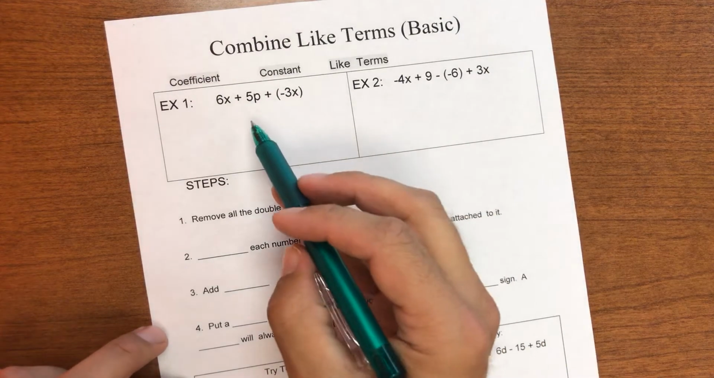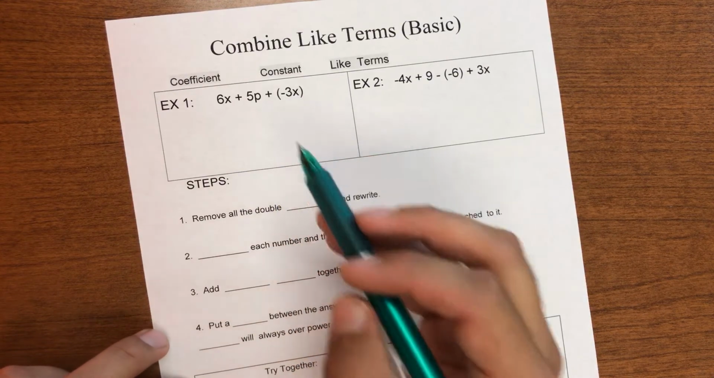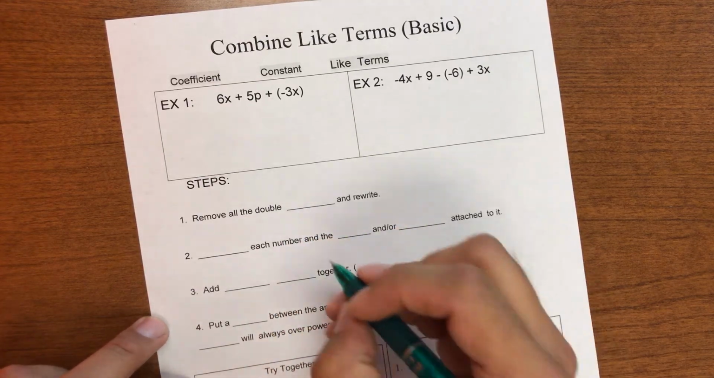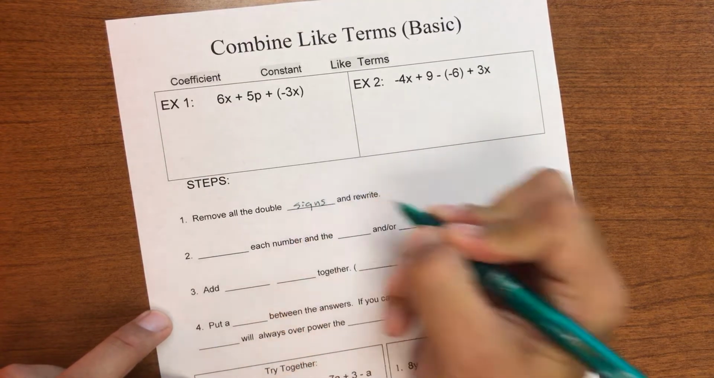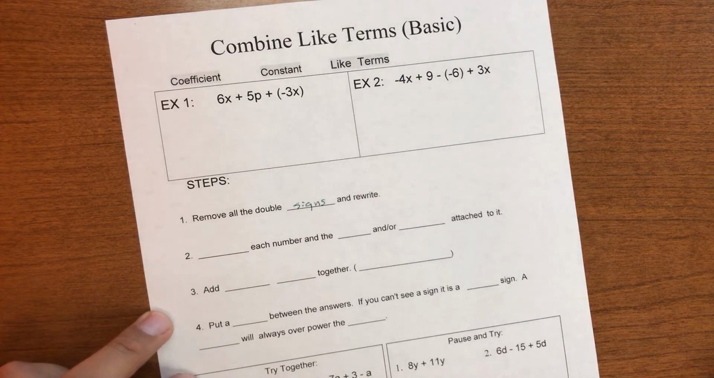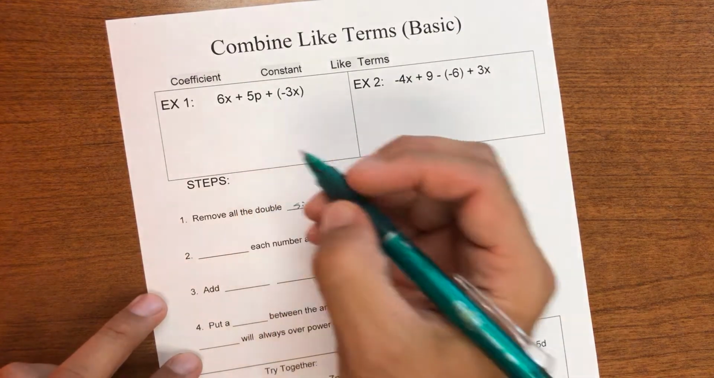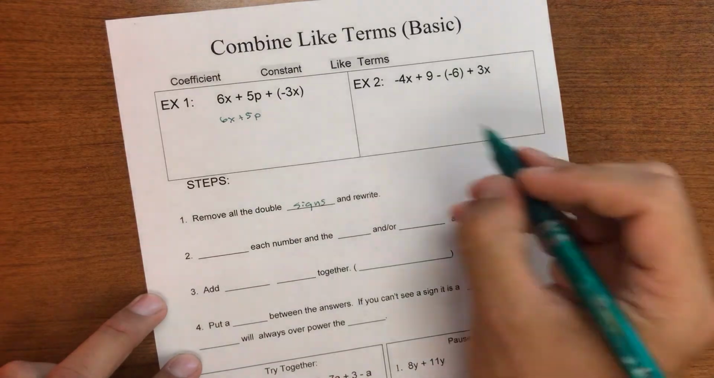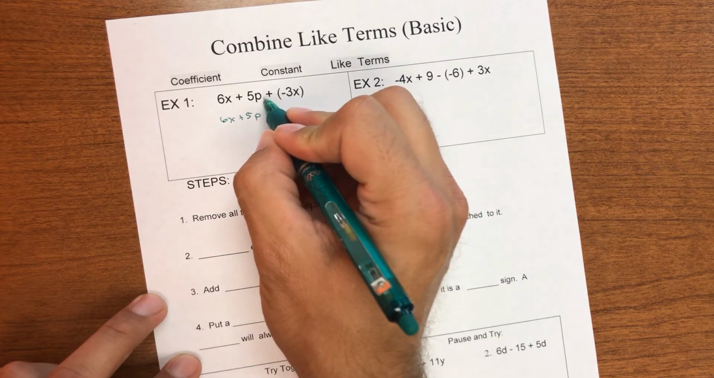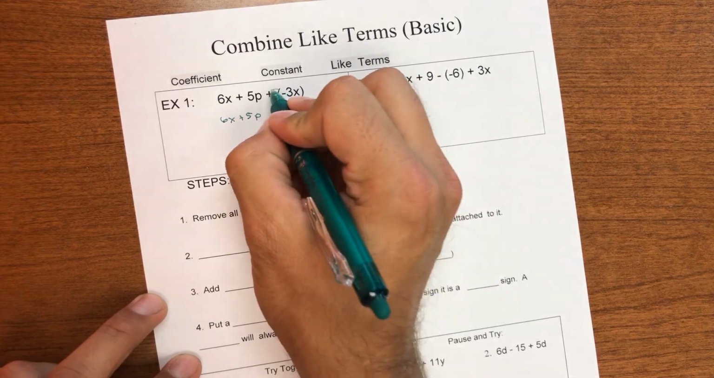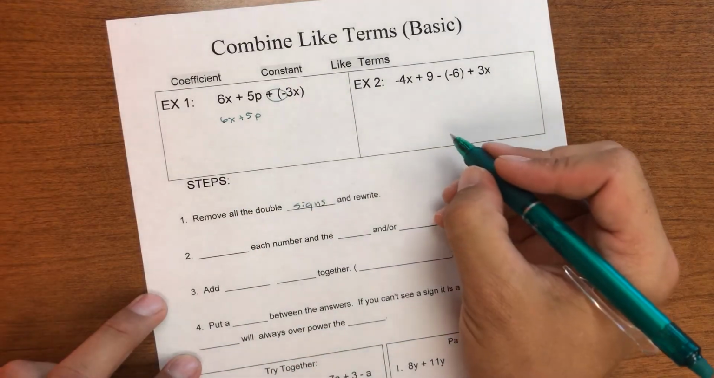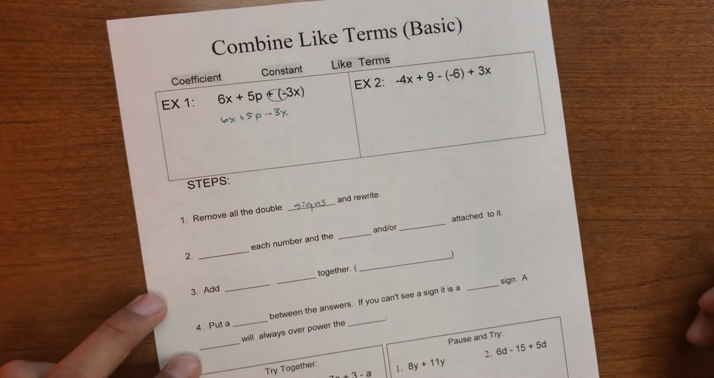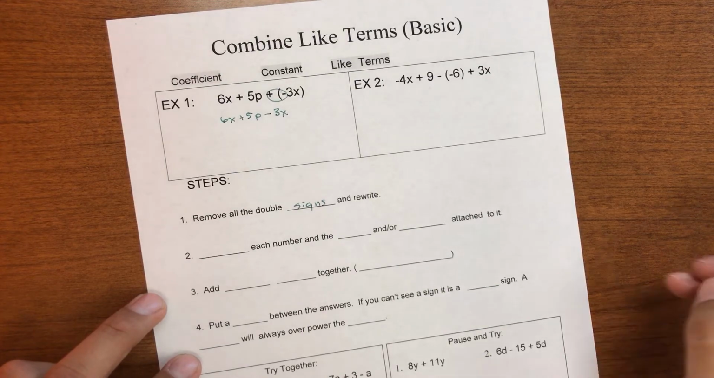So our first example, 6x plus 5p plus a negative 3x. Step one is like everything else that we've done. We want to remove all of the double signs, and we want to rewrite the problem. Anywhere that there's two signs in a row, we want to get rid of it. So 6x plus 5p, that doesn't change. That stays right here, 6x plus 5p. But I've got a plus and a negative. I've got 5p plus a negative 3x. I've got these two signs right next to each other. I want to get rid of them. And we know that a plus negative becomes a minus 3x. So my problem just becomes 6x plus 5p minus 3x.